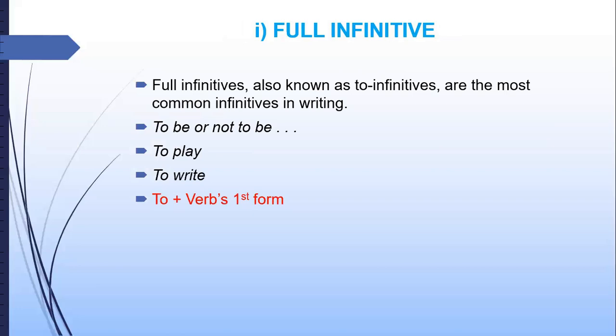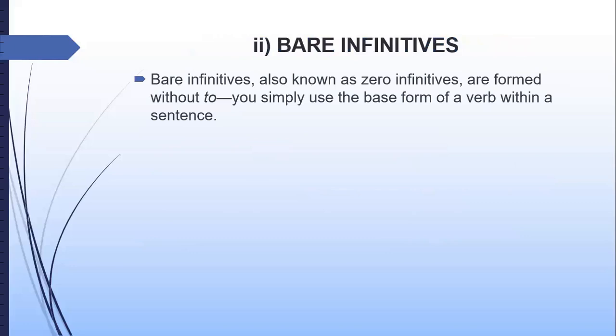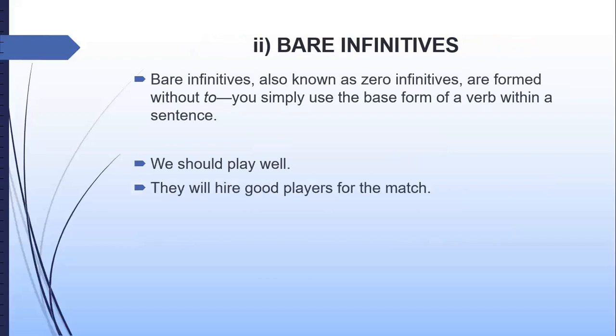I think we are all familiar with it in our daily life, in conversation, in our reading. We come across this situation. To plus verb first form is called full. Bare infinitives, also known as zero infinitives, are formed without to. You simply use the base form of a verb within a sentence. We should play well. They will hire good players for the match.